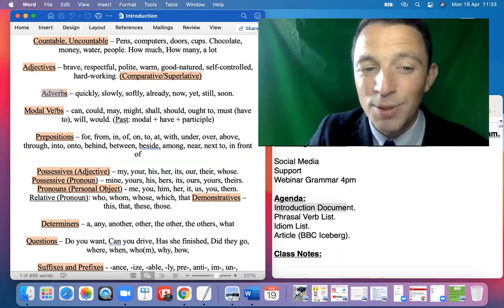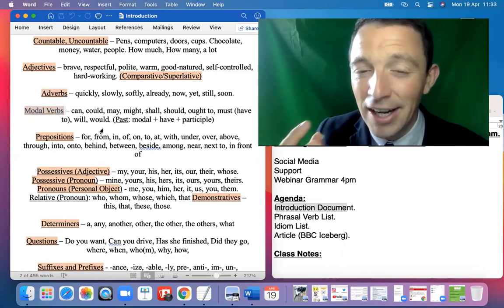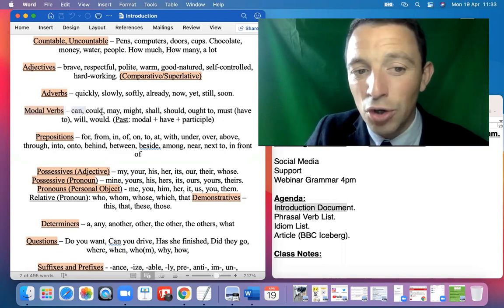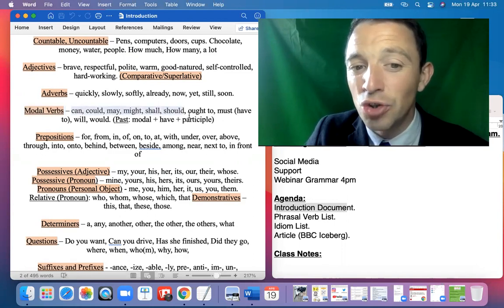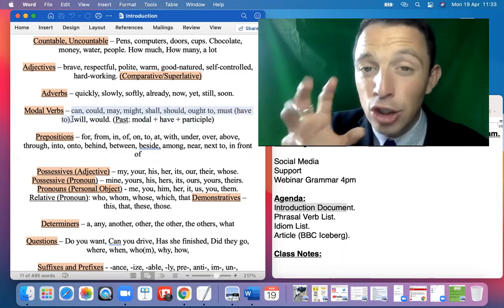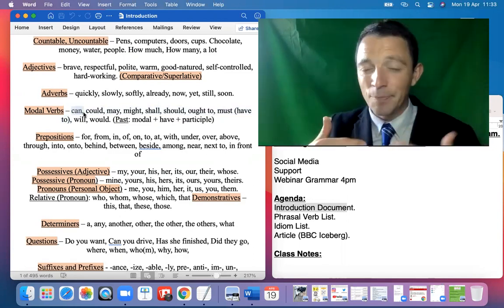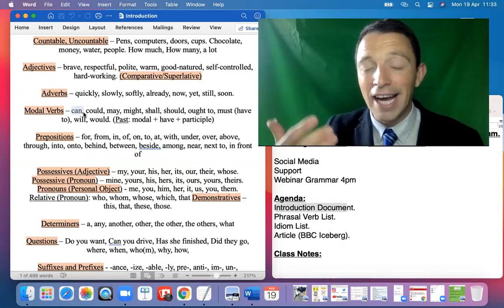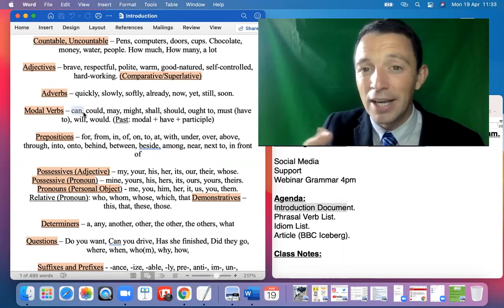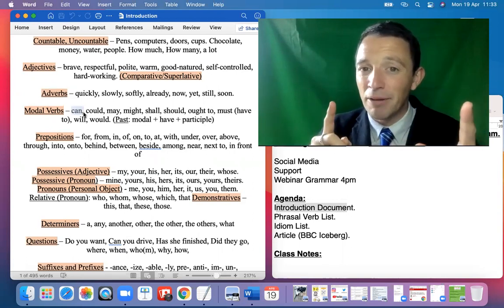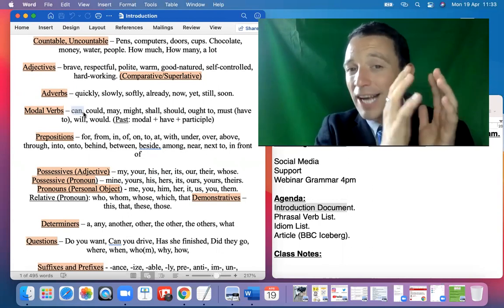Also, modal verbs are a very particular group of verbs in relation to English. You can see can, could, may, might, shall, should, ought to, must, have to. Really, really particular and used in special areas. For example, can is for ability. I can play the piano. I can jump very high. It's my ability, but also permission. I can enter the room. I can visit my friend. So that's the purpose we use can.